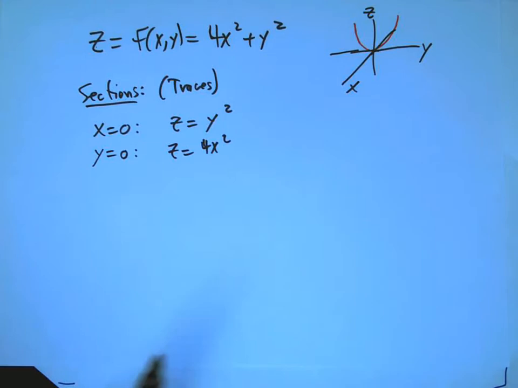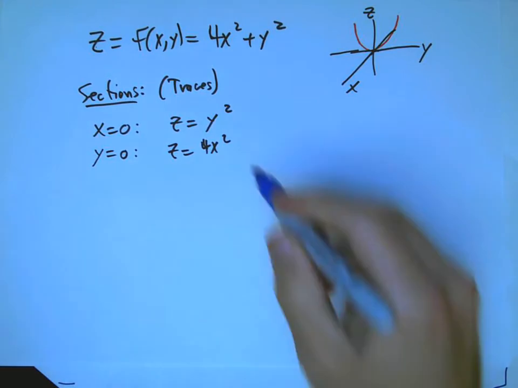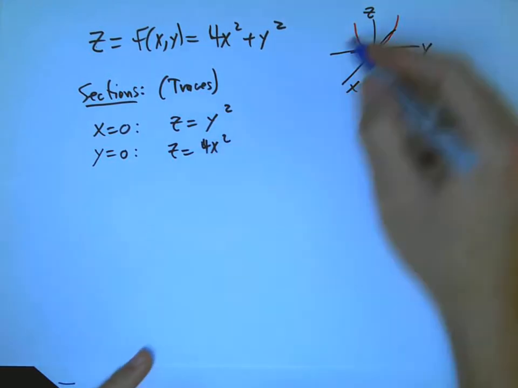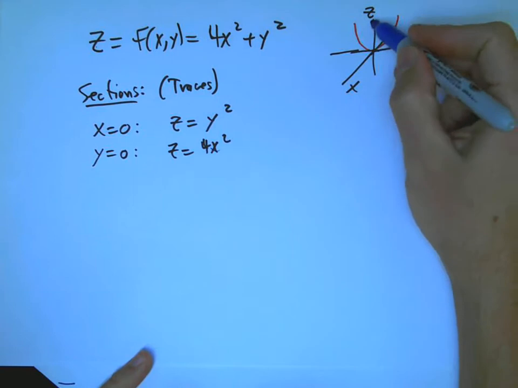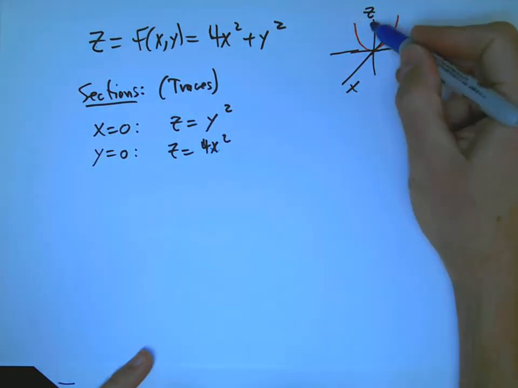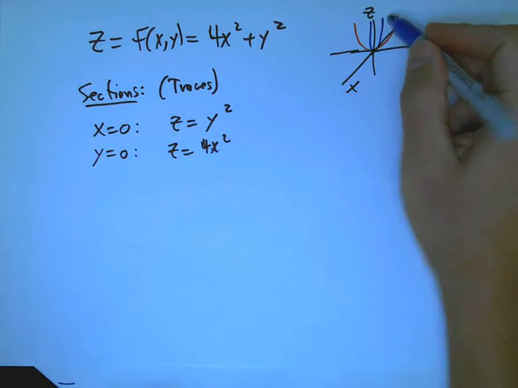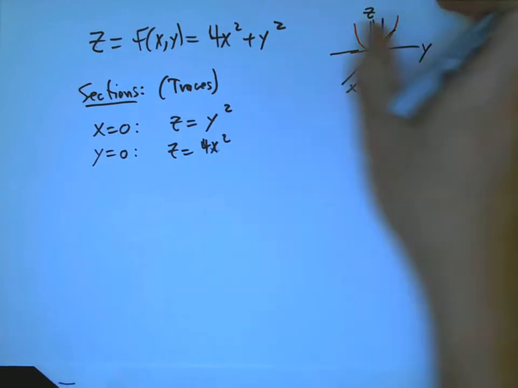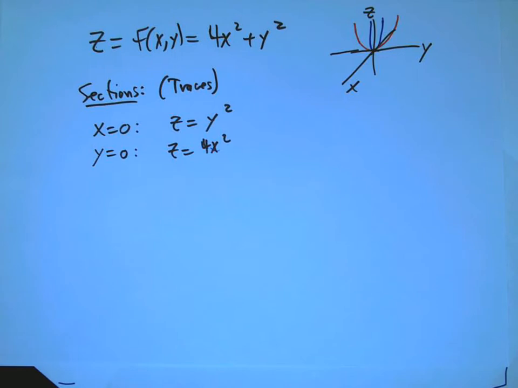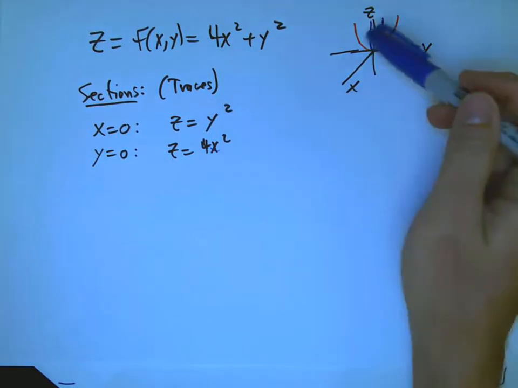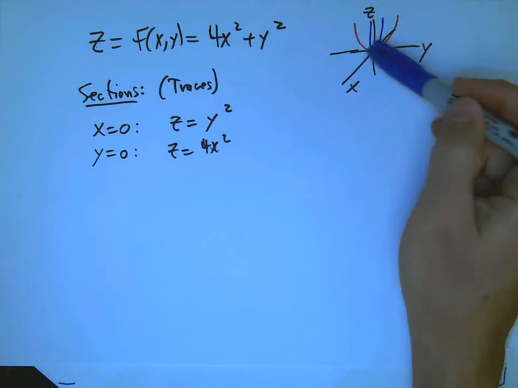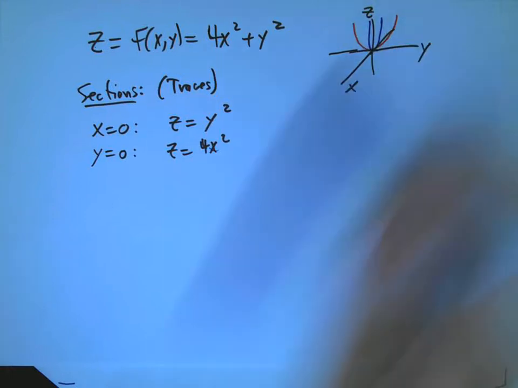And that's going to be a steeper parabola, in other words, a narrower parabola in the zx plane where y equals 0. I'm going to try and draw that really steep. So it's wide in the y direction and steep and narrow in the x direction. That already gives us some sense of what's going on. It seems to be going up no matter what we do out of the origin, wider in the y direction and steeper in the z direction.